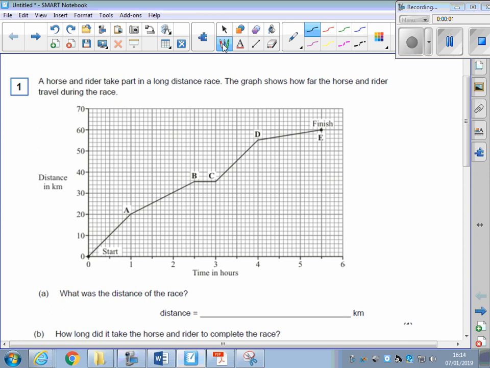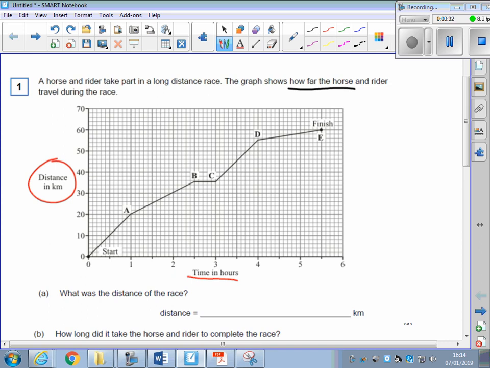We're looking at a motion graph question. So first thing we've got to work out is, are we talking about a distance time graph or are we looking at a velocity time graph? And here the graph shows how far the horse and rider travel during the race. And if we look at this, we can also see that it is talking about distance in relation to time. So what does that mean in terms of what the graph shows?